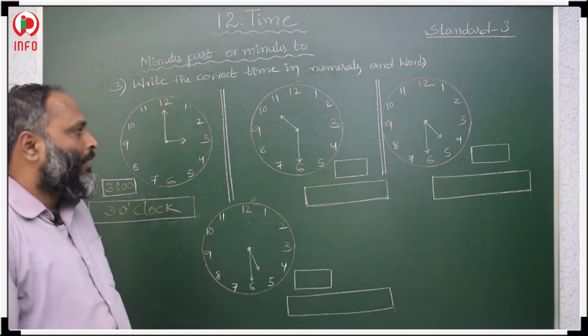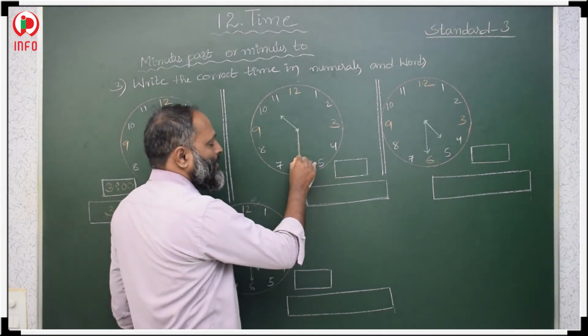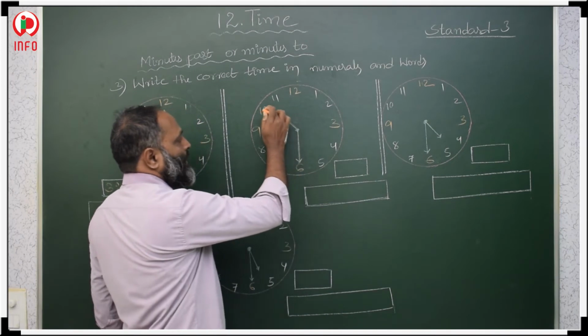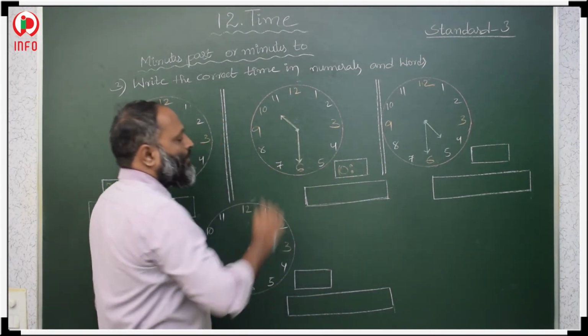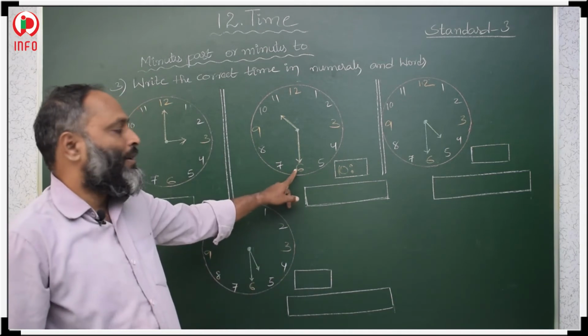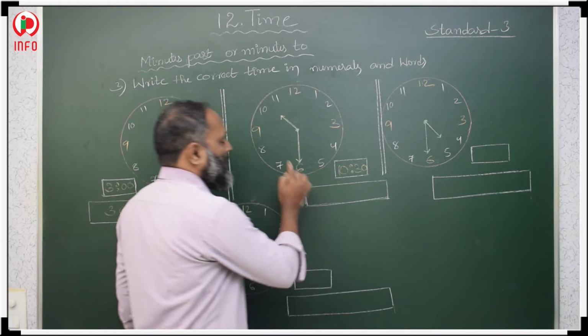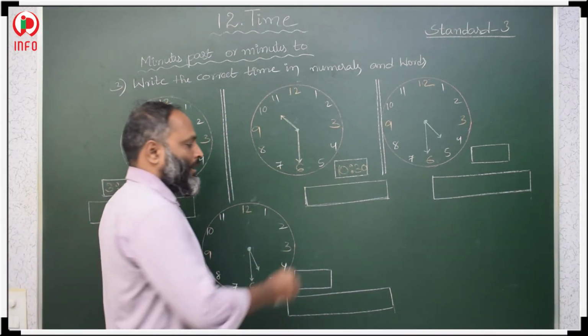Okay. Now, here in the second clock the minute hand is at 6 and the hour hand is in between 10 and 11, it means 10 hours. The minute hand is at 6, which means 6 fives are 30, so 10 hours 30 minutes. It is half past 10.